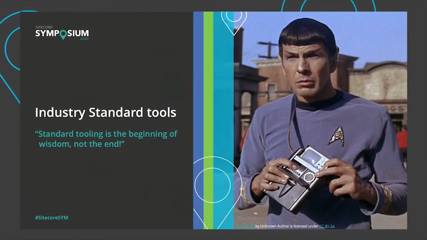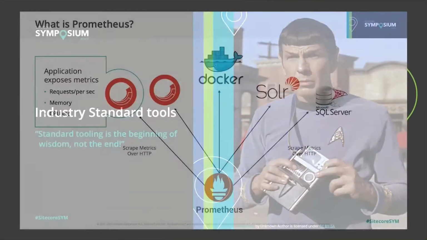Now let's take a look at some industry standard tools. When I first started thinking about how to monitor containers, I considered using InfluxDB and Grafana, having already used both of these with JMeter for monitoring load test results. However, I quickly discovered there was a tool called Prometheus that was dominating this space, so I had to find out why this tool was so popular.